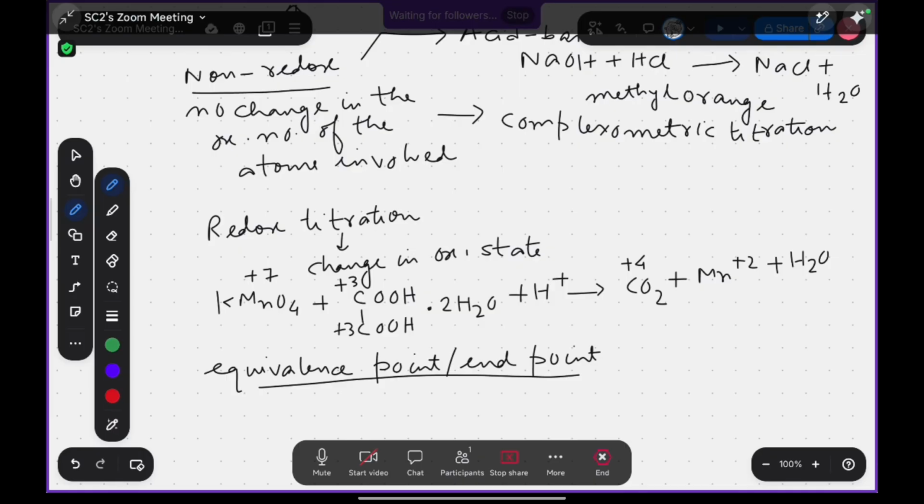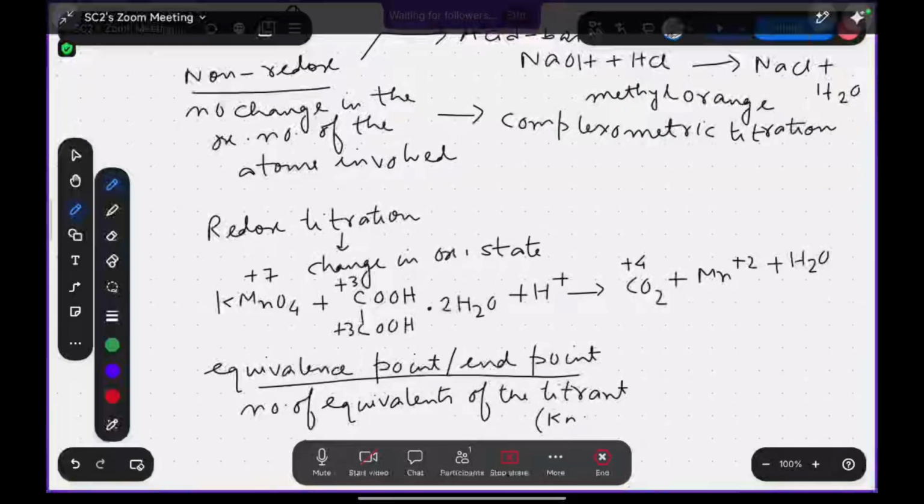At the end point or at the equivalence point, the number of equivalents of the titrant, that means the known solution, the solution whose concentration is known to you, is equal to the number of equivalents of the titrate or the analyte.